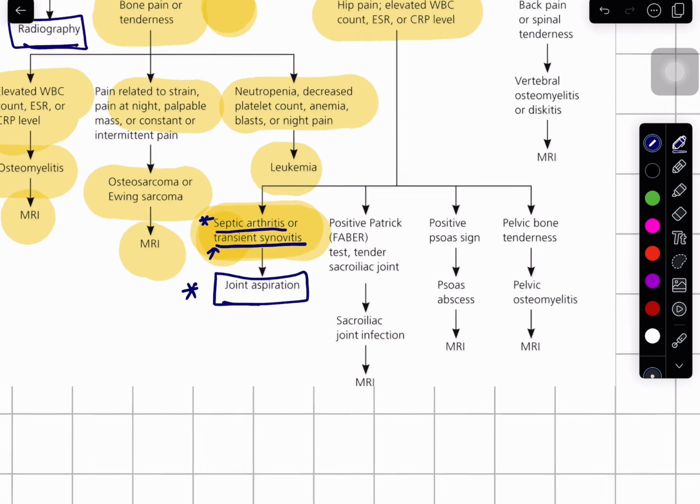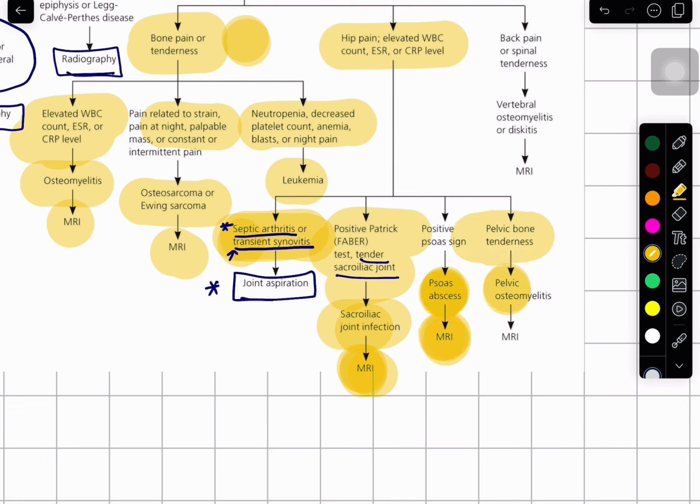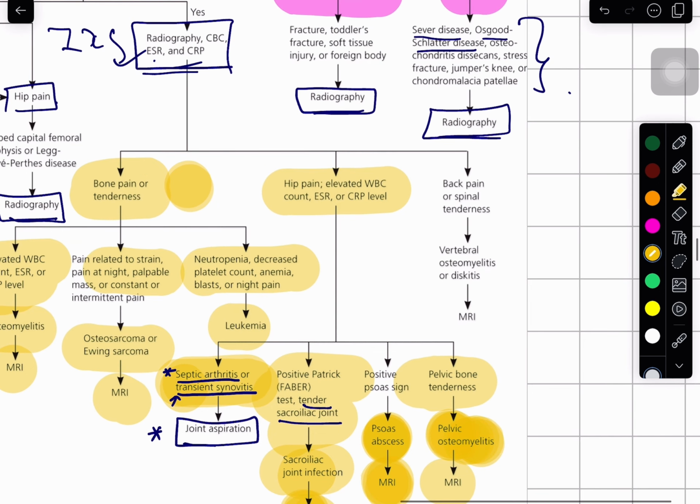And then the other thing is, if there's a positive Patrick Faber test and tenderness over the sacroiliac joint, then you can think of any sacroiliac infection, MRI. Positive psoas sign can be psoas abscess, do MRI. Pelvic bone tenderness, can be pelvic osteomyelitis, so do MRI. And going on with back pain or spinal tenderness, vertebral osteomyelitis or discitis, also do MRI.